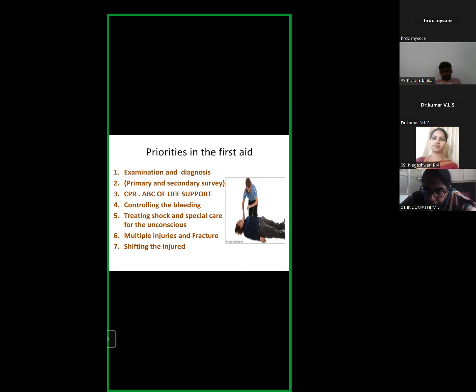Okay. So basically we are focusing on the ABC of life support, that is airway, breathing and circulation. We check that. How to check for airway, breathing and circulation, we are going to discuss later.